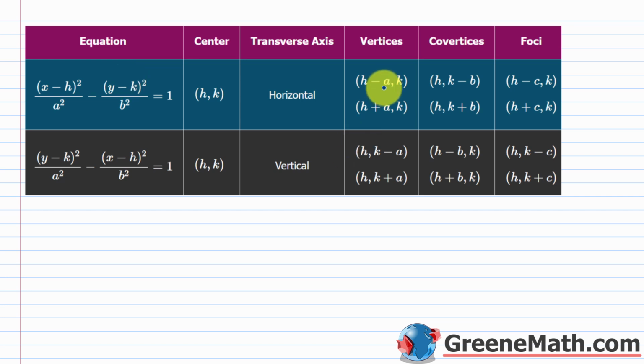What that is going to do is that your vertices now are going to be h minus a, k, and then h plus a, k. Because you're starting at your x coordinate from the center, which is h, and you're moving to the left by a units and to the right by a units, you're not going to change at all in terms of your y coordinate from the center, so it's just going to stay as k. For the co-vertices, it's h, that's not going to change, comma k minus b, and then h, k plus b. So in other words, from the center, you're traveling b units down and b units up. And then for the foci, it's going to be h minus c, k, and then h plus c, k. From the center, you're traveling c units to the left and c units right.